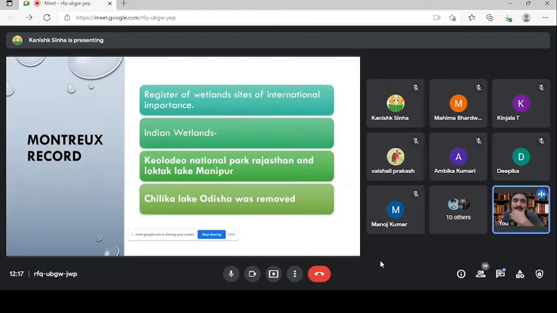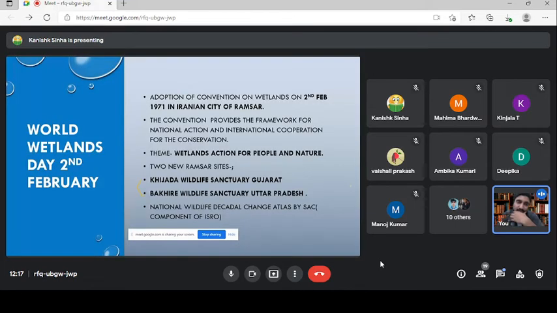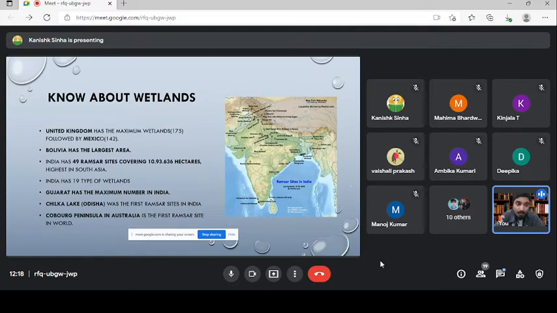So this is all about the wetland. What we have to remember for the wetland: first of all we discussed what a wetland is, then we discussed 2nd February, the importance of 2nd February and what all happened on 2nd February this year, 2022. The two new Ramsar sites and the SAC, the Space Applications Centre of ISRO, developed the National Wetland Decadal Change Atlas. Then moving to the next slide, we discussed all about the wetland. We discussed which country has the maximum number, which state, how many in India, which was the first in the world, which was the first in India.